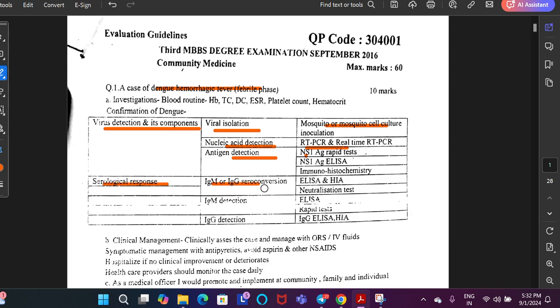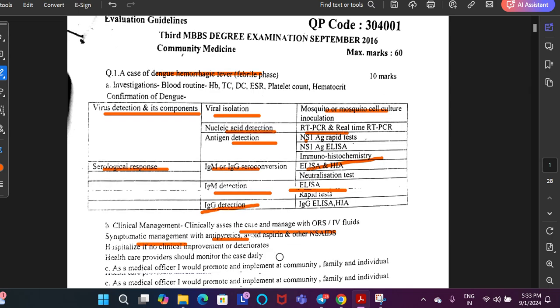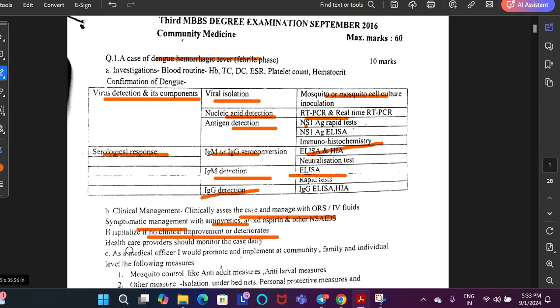Serological response: IgM or IgG seroconversion, ELISA or HI or neutralization. IgM detection, you should use ELISA or rapid test. IgG detection, IgG ELISA and HI. Then clinical management: clinically assess the case and manage with ORS or IV fluids. Symptomatic management: antipyretics, avoid aspirin and other NSAIDs. Hospitalize if no clinical improvement or deteriorates. Healthcare providers should monitor the case daily.